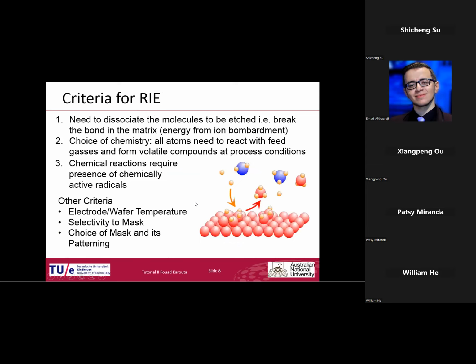So basically what you need when you are doing reactive ion etching is to dissociate the molecules of the sample to be etched, because the molecules are in a matrix. So they are bonded, and you need to break these bonds to make the atoms free, to react with something else. And obviously you want that etching product to be volatile, so it can be pumped away during the etching process. Another criterion is, of course, the electrode temperature.